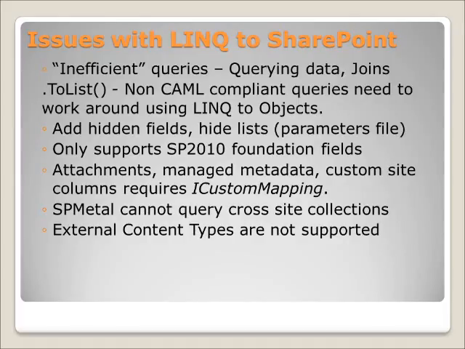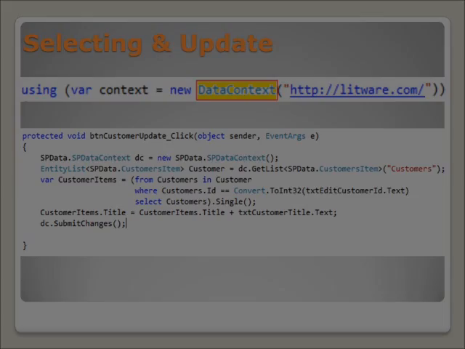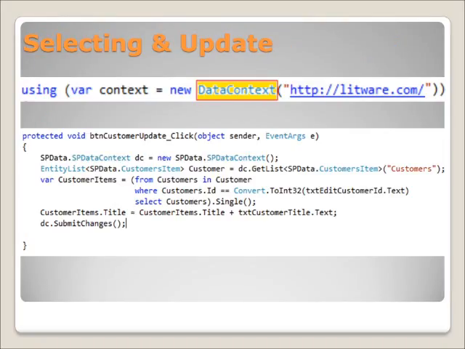However, you can use the ICustomMapping interface to hook on to sort of extend this API, and then it looks seamlessly as though all of your columns are actually included with SPMetal. You can't cross site collections. Obviously, you can't use external content types, as the data is not in SharePoint. So those are really just the quick pointers I want to give you for LINQ to SharePoint if you haven't used it before. In the next 3 slides, I'm just going to look at your basic CRUD operations.